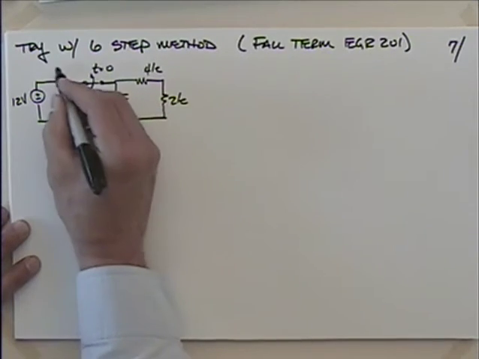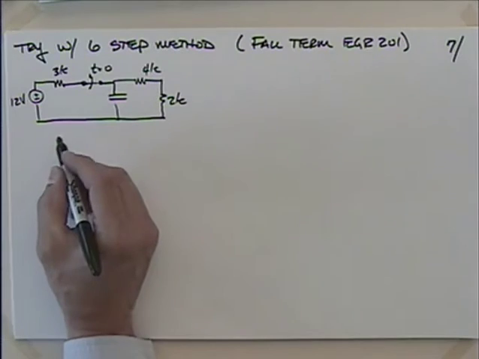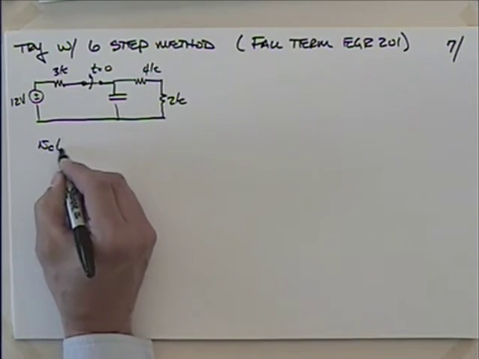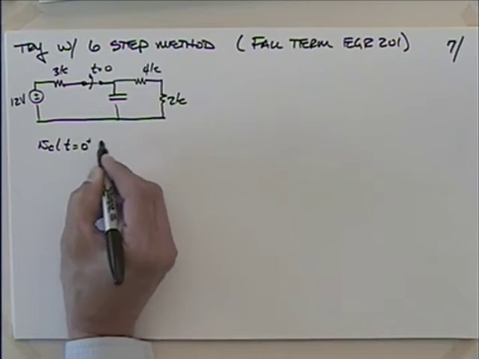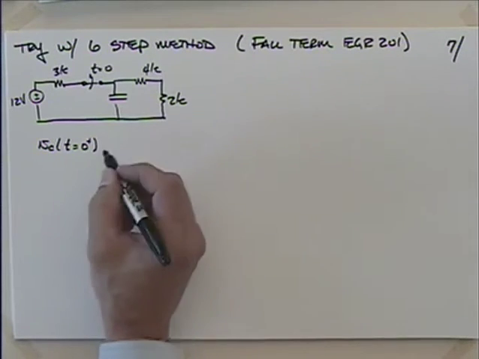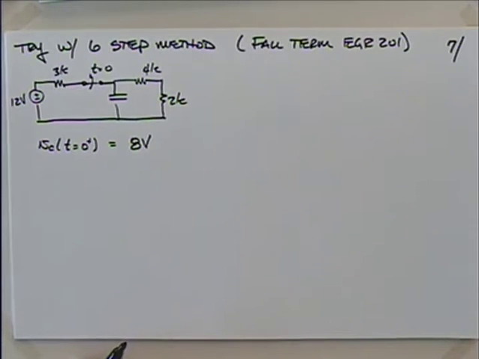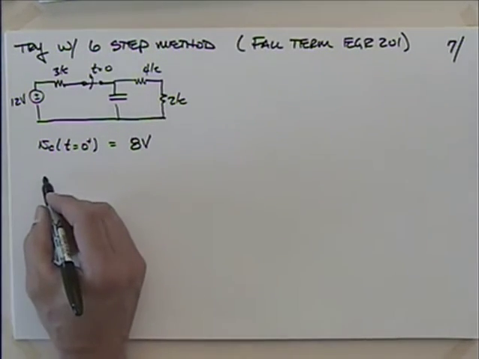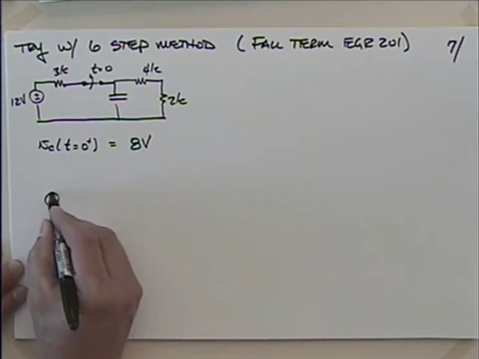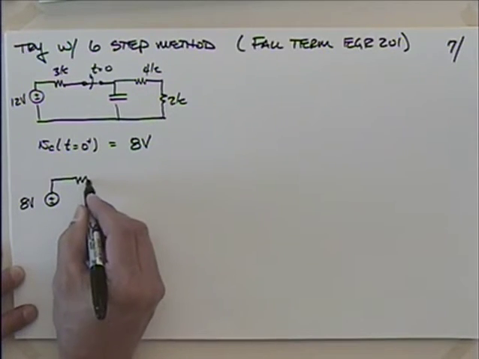2K, 4K, and 3K. And as we went through this, remember the 6-step method, we have to find the voltage across the capacitor at t equals 0 plus. So you open that thing up, and what's that turn out to be? The exact same 8 volts that we got before, right? So then you're going to move the switch into its new position and replace that capacitor with that voltage source. So you have that 8 volts there.